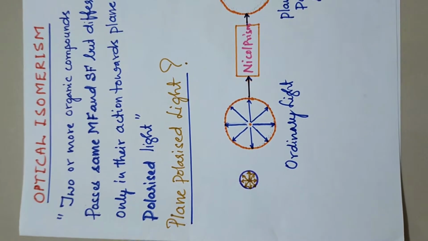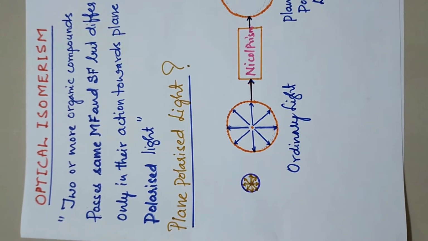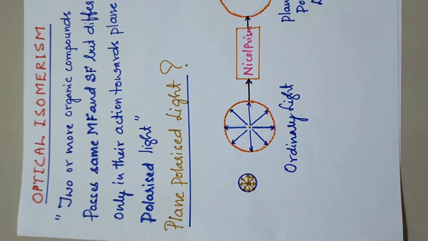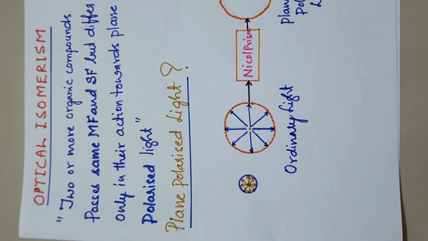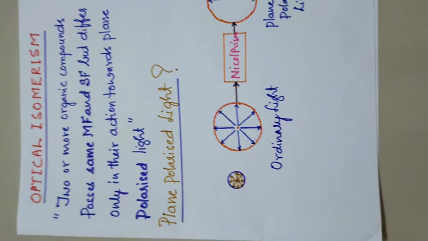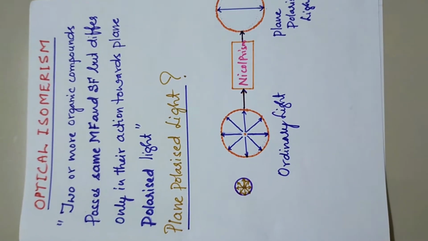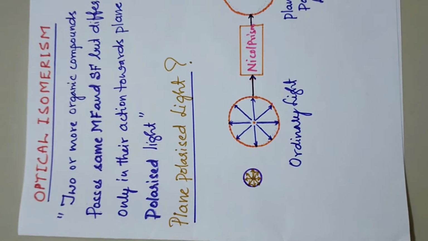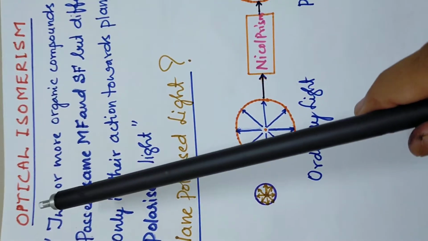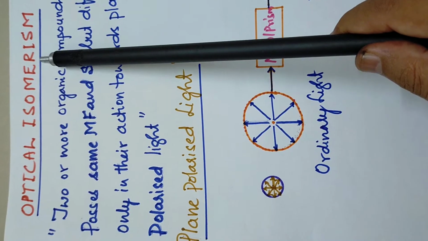Hello students, good evening. So again we switch to the last concept of haloalkanes and haloarenes, the important definitions and other concepts in haloalkanes and haloarenes. So this is optical isomerism properties. Here is optical isomerism.